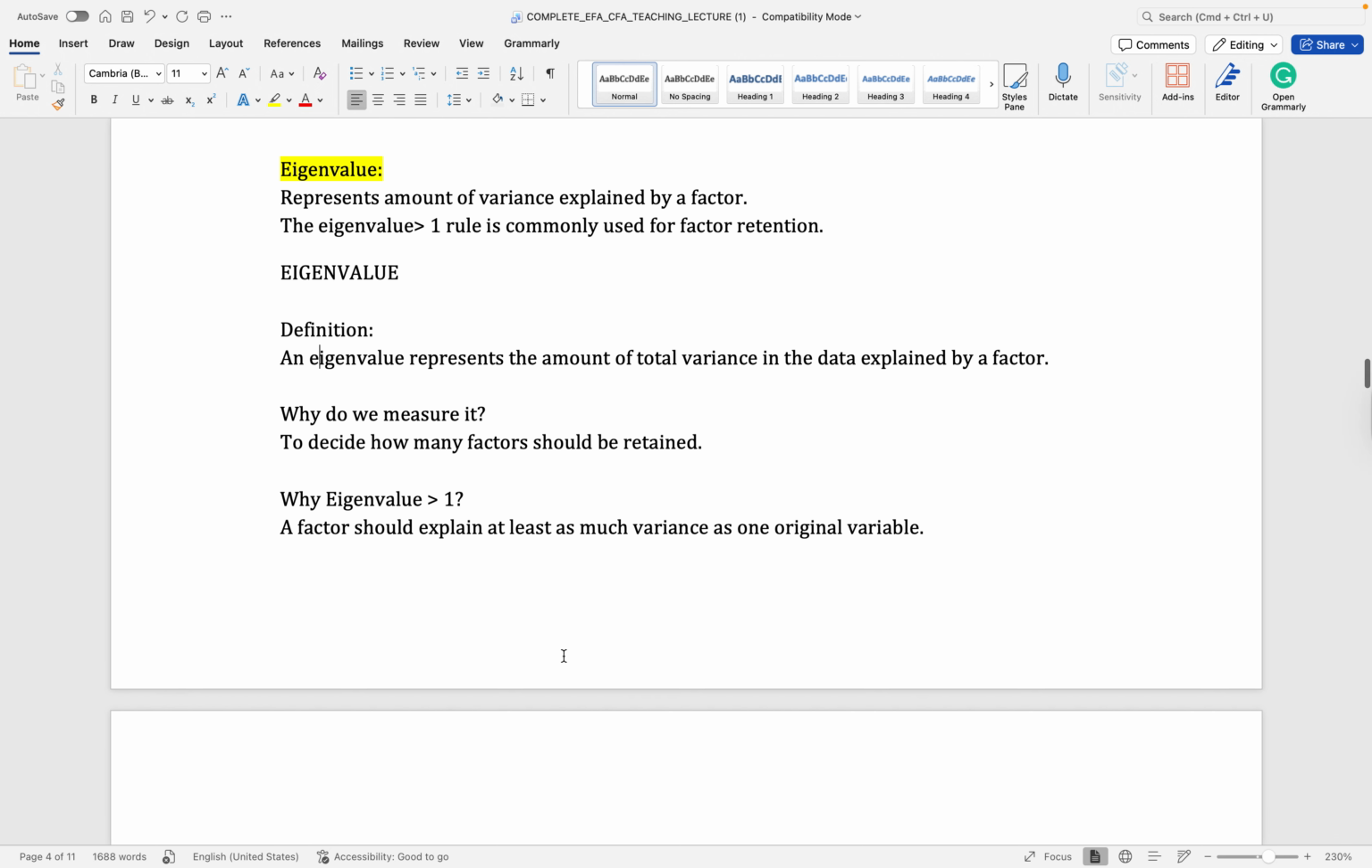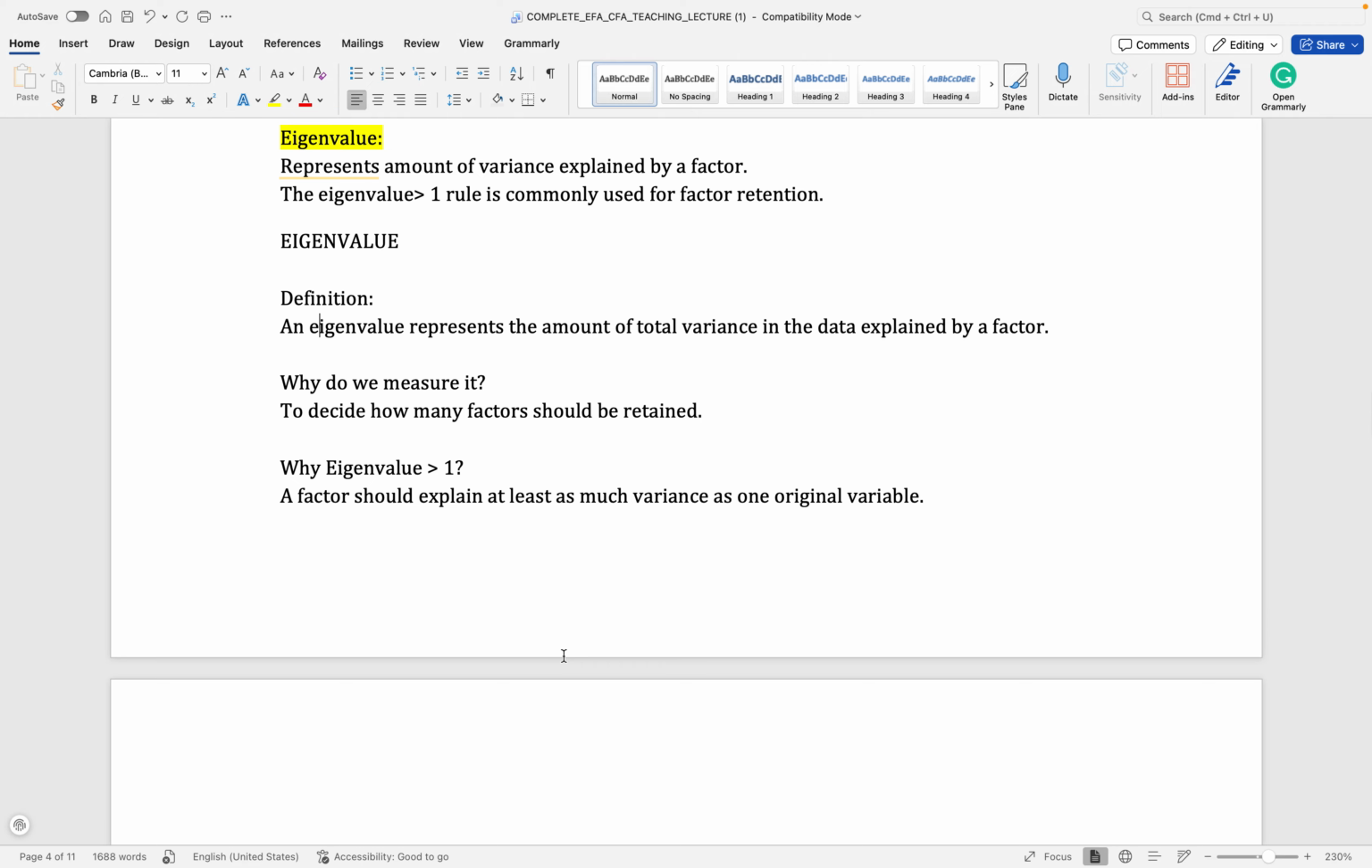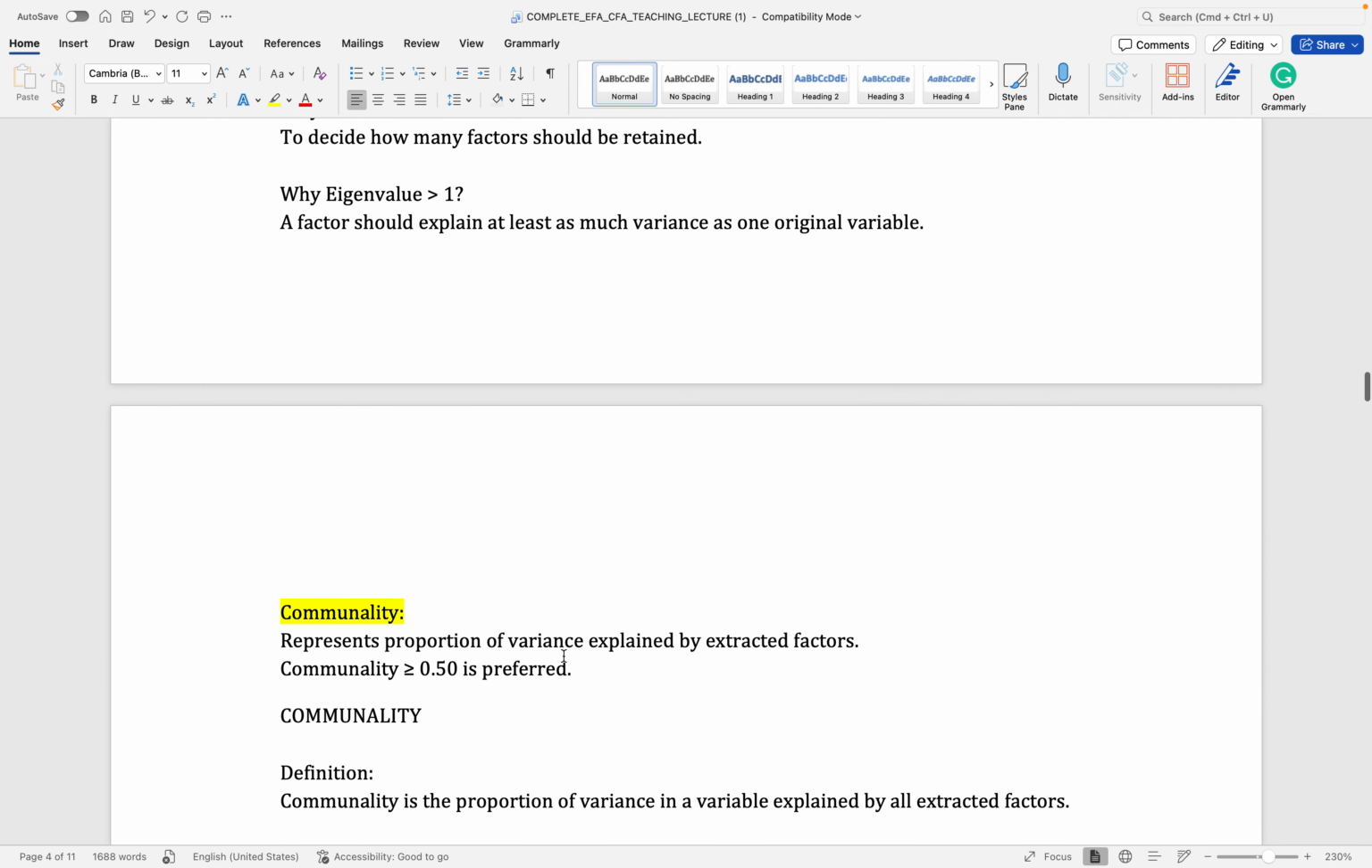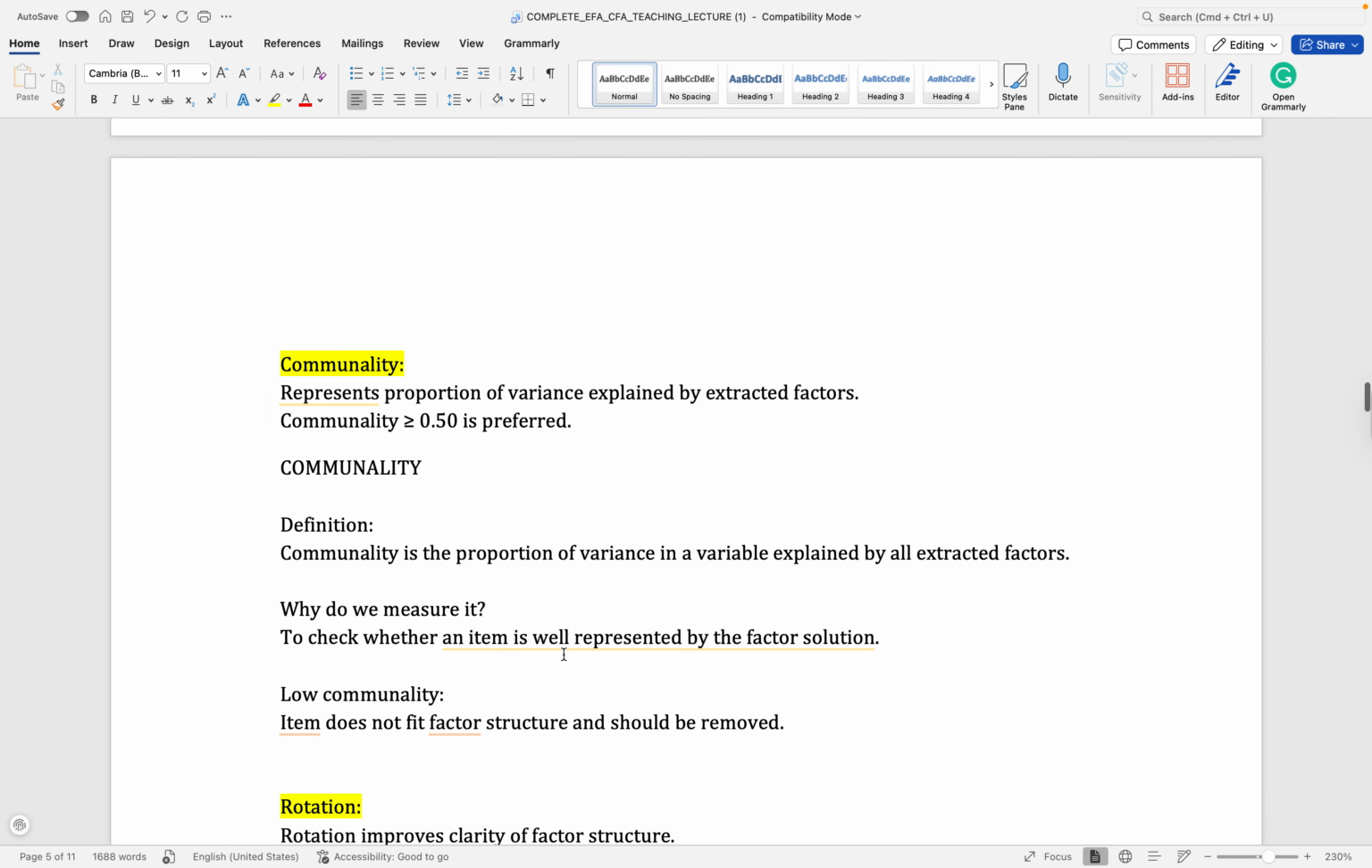Why is the eigenvalue 1? A factor should explain at least as much variance as one original variable. Communality represents the proportion of variance explained by the extracted factors. A communality of 0.50 is preferred. Let's talk about the definition of communality. This is the proportion of variance in a variable explained by all extracted factors.